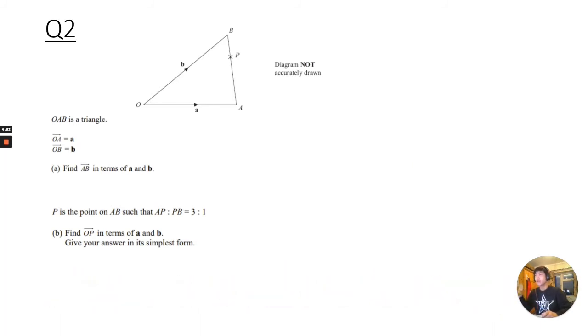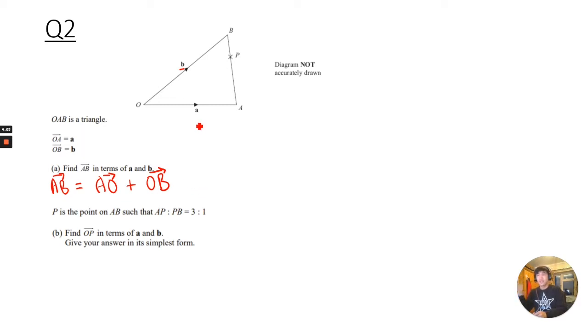Okay, so here we've got a triangle OAB, and it's given us that O to A is the vector A, and O to B is the vector B. The first part says find the vector A to B in terms of these other vectors A and B. So we can't go directly from A to B because there's no vector given in the question directly from A to B. But what we can do is go from A to O first, and then go from O to B. So not directly A to B, but from A to O and then O to B.